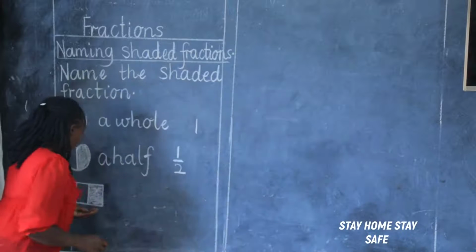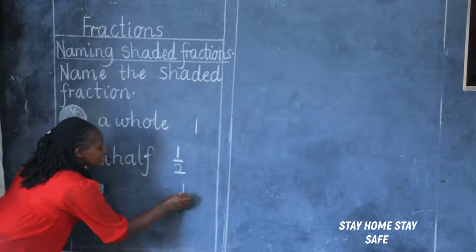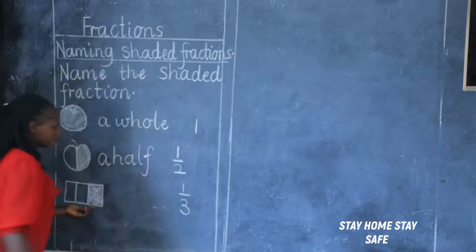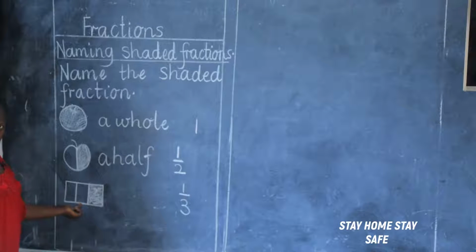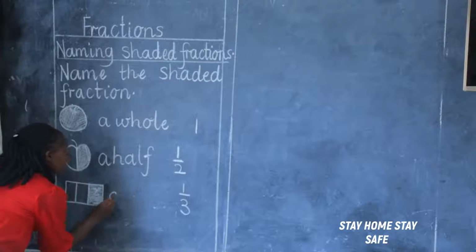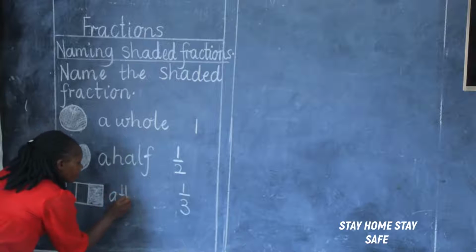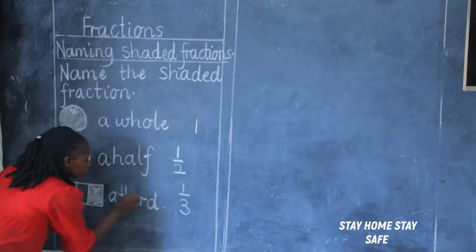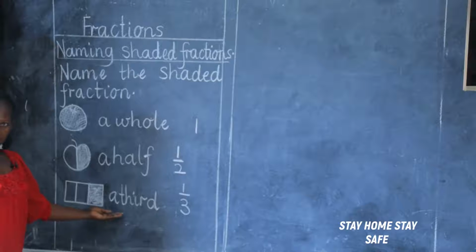So if it's one part that I shaded out of the 3 parts, which fraction is that? It's called a third. It is called a third.